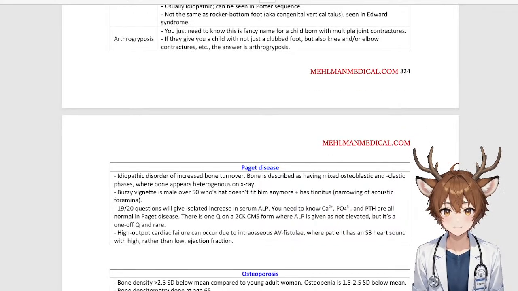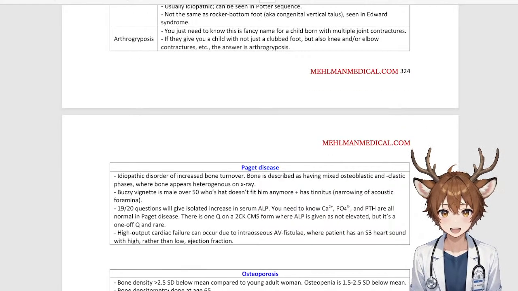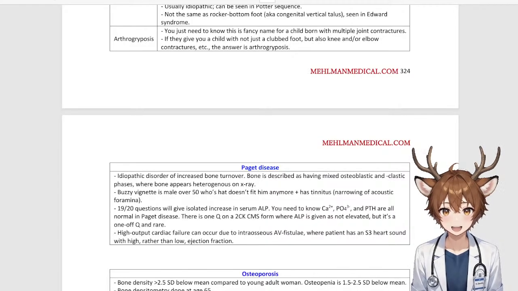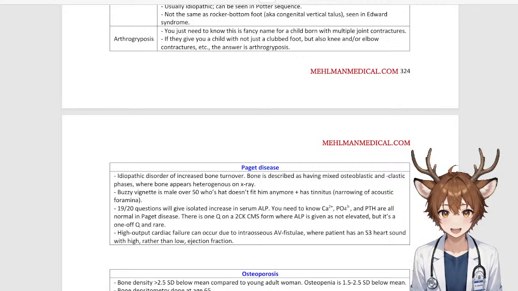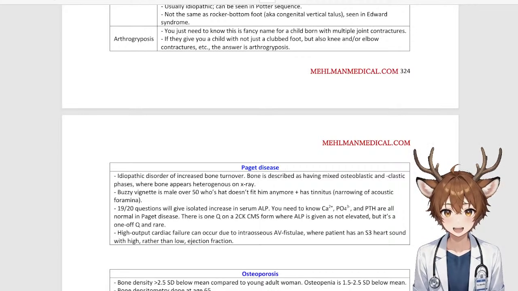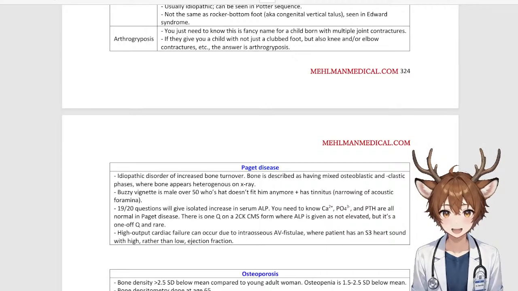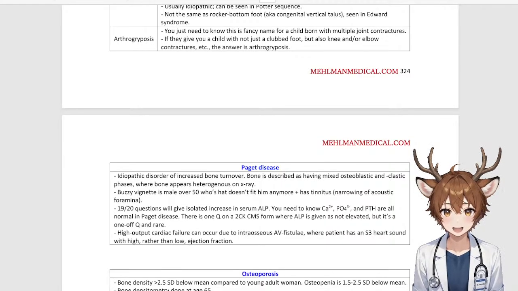And arthrogryposis. I'm wondering what this is referring to? You just need to know that this is a fancy name for a child born with multiple joint contractures. If they give you a child with not just a clubfoot, but also knee and/or elbow contractures, the answer is arthrogryposis.